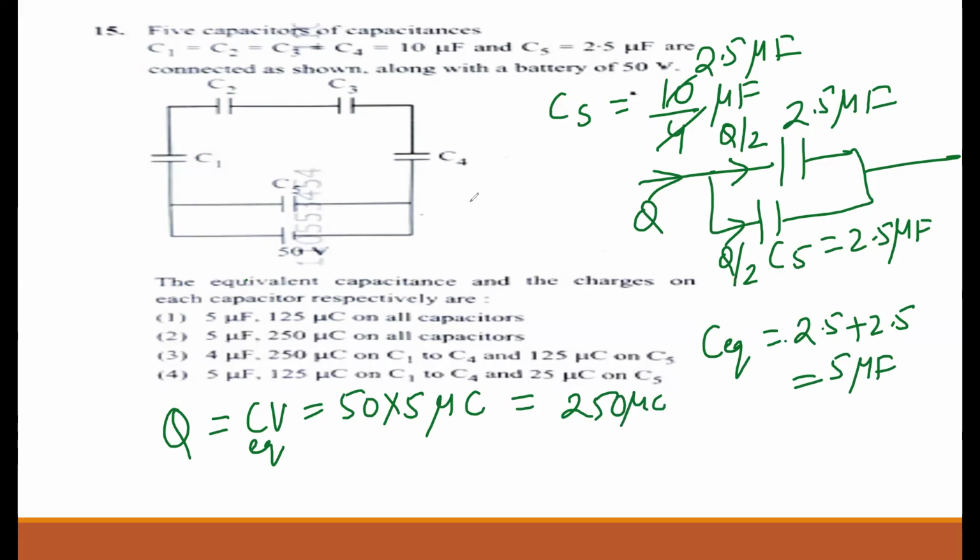But across C1, across C2, across C3, across C4, across C5, it is Q by 2 that is the charge. So that is 125 microcoulombs. So 125 microcoulombs on all capacitors. Here you can see it is the first option. 5 microfarad is the C equivalent and 125 microcoulomb on all capacitors here.